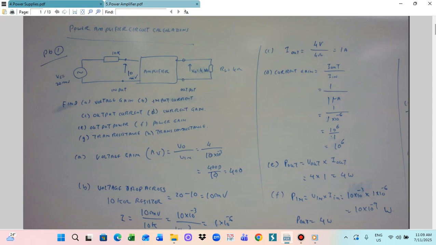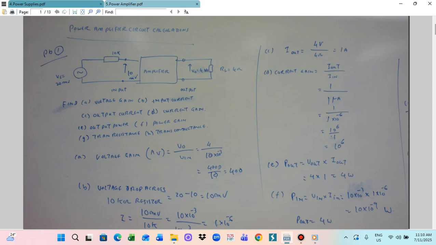AV is equal to V out divided by V in. So V out is 4, V in is 20 millivolts, 20 times 10 power minus 3. So 4,000 divided by 20, so you get 200. Voltage gain you get 200.